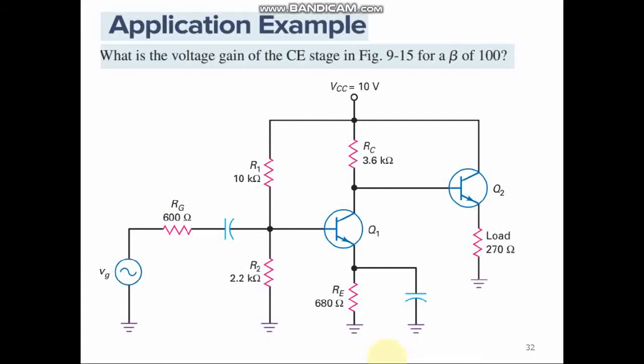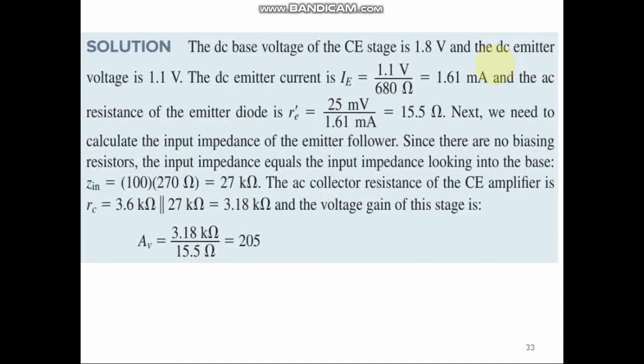What is the voltage gain of the CE amplifier? We need to find out the voltage gain for a beta given as 100. So for the same figure, let's find out the voltage gain. The DC voltage of the CE is 1.8 and the DC emitter voltage is 1.1 volt. So you can find out the DC emitter current is 1.61 milliampere.